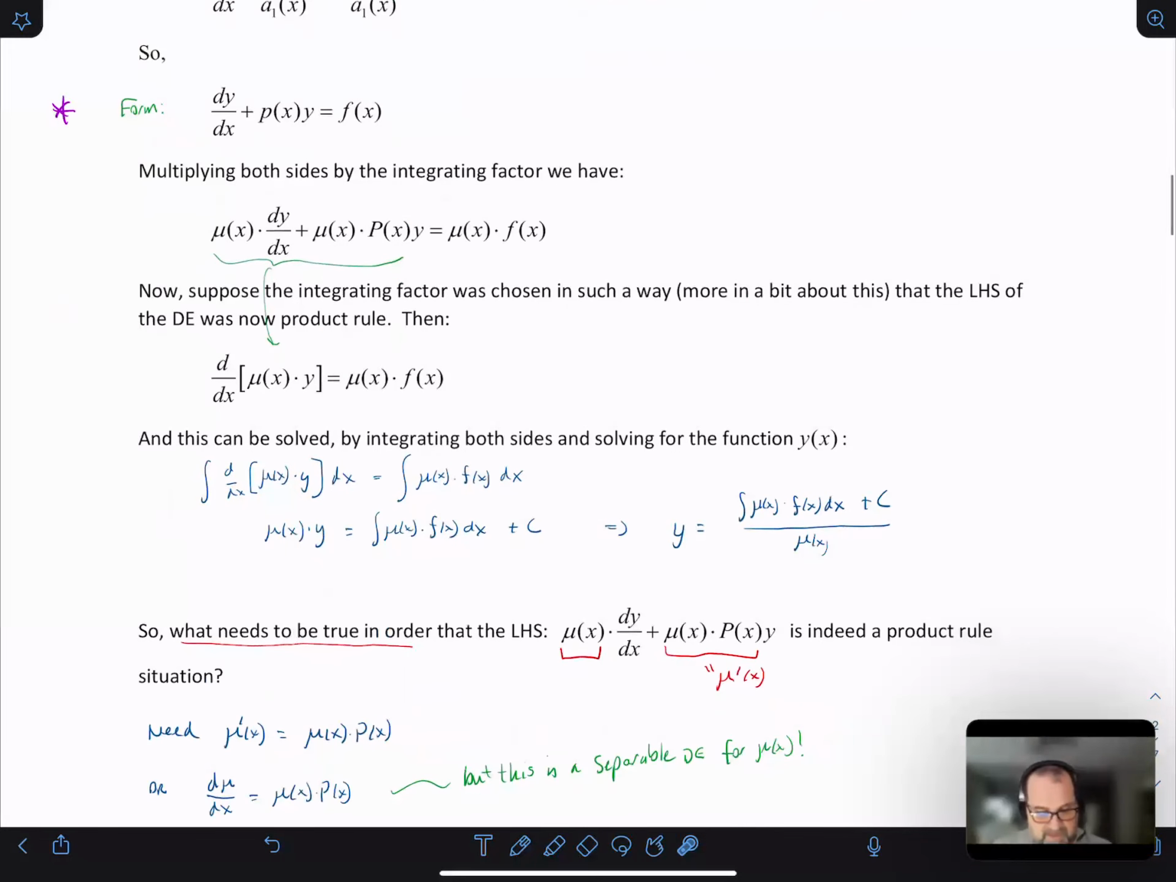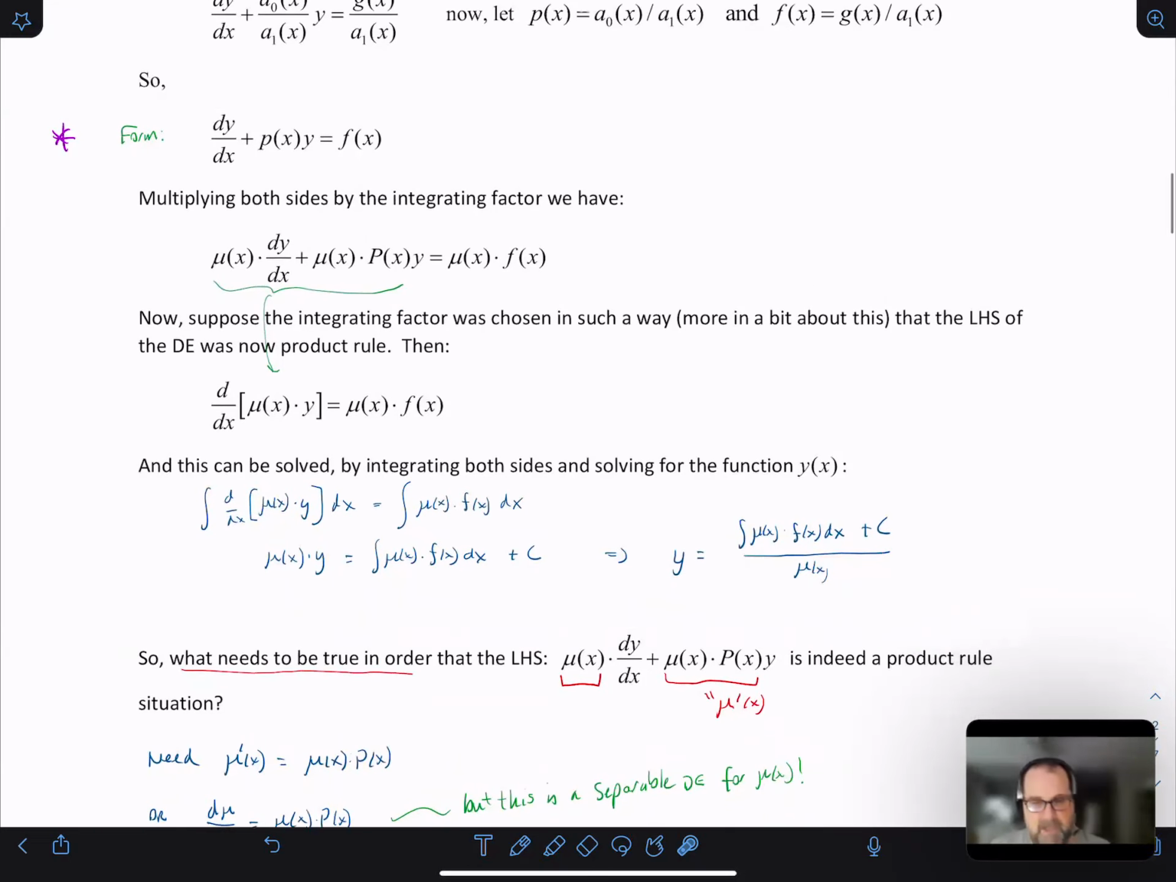This can then be solved, as we saw before, by just integrating on both sides. As long as we can integrate mu of x times f of x, we can solve this for y and get a solution this way. So again, we take this integrating factor, multiply it through our dE, and this integrating factor needs to be chosen in such a way as to create this product rule situation that we need.